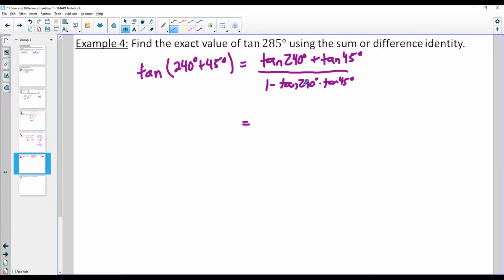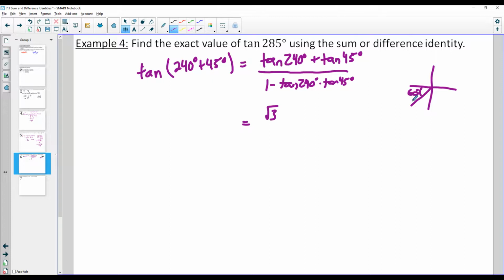And tangent of 240 degrees is going to be the square root of 3. And again, if you need to, you can do a reference angle of 240 degrees, right? So this is 180 plus 60, right? If this was 60 degrees, that would be 240. 180 plus 60 is 240.